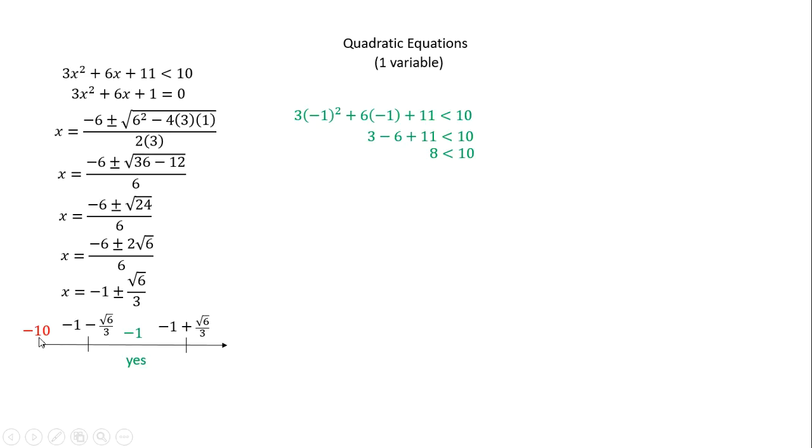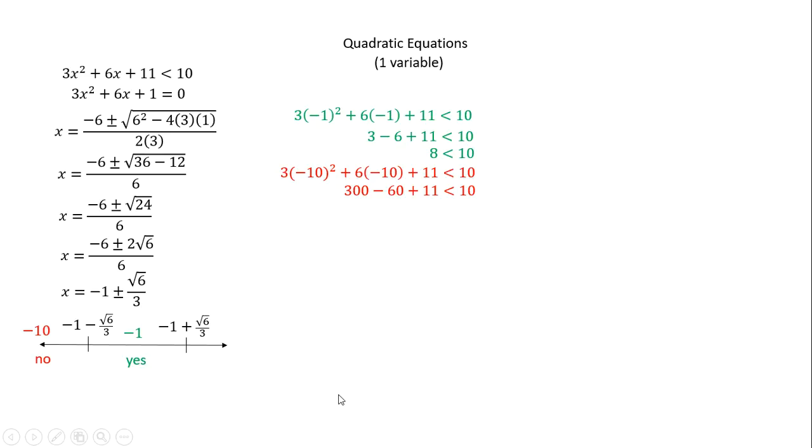Negative 10 is one of those where it's not really close. It's going to be a long ways outside. It's perfectly fine. In fact, I would recommend that. Plug it in. We can simplify. We have 300 minus 60 plus 11 is less than 10. Oh, what is 300 minus 60 plus 11? I don't care. That is not less than 10. It's going to be 200 something. So it's not going to work for negative 10. It's not going to work when it's below that. Try a number above that.